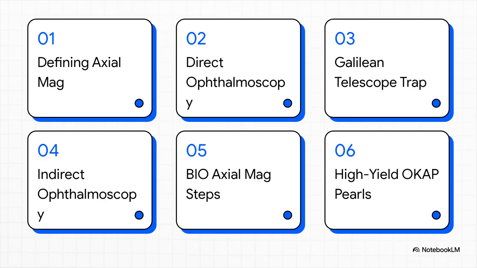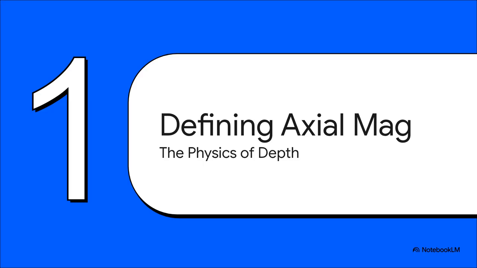Quick look at our agenda for today. We'll be defining axial magnification, looking at the optics of direct ophthalmoscopy, navigating the Galilean telescope trap, checking out the mechanics of indirect ophthalmoscopy, calculating BIO axial magnification, and finishing up with some high-yield OCAP pearls. Section 1. Defining axial magnification, the physics of depth. Let's get right into it.